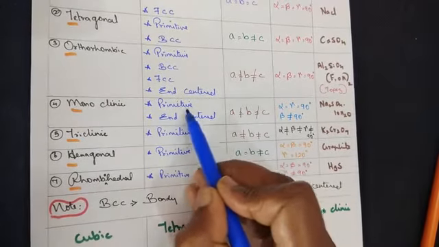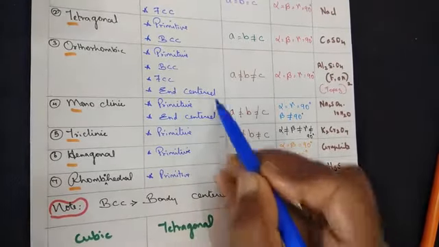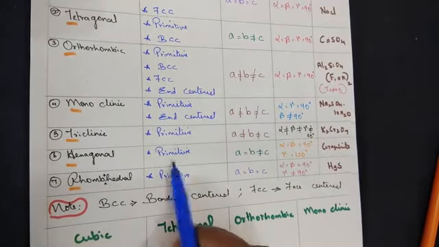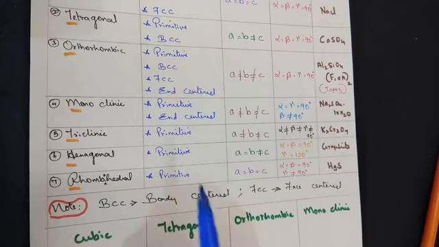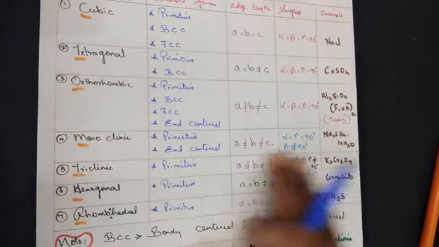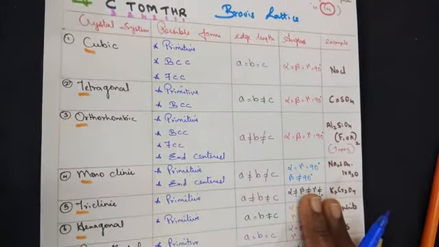Monoclinic, again primitive and end-centered. These are one and the same term here. Triclinic, primitive alone. Hexagonal, primitive. What's the meaning of primitive? Points are seen only on the edges. Rhombohedral, again primitive. So this particular chart you have to remember by all means.